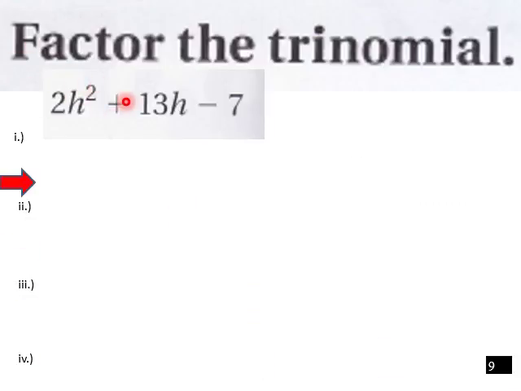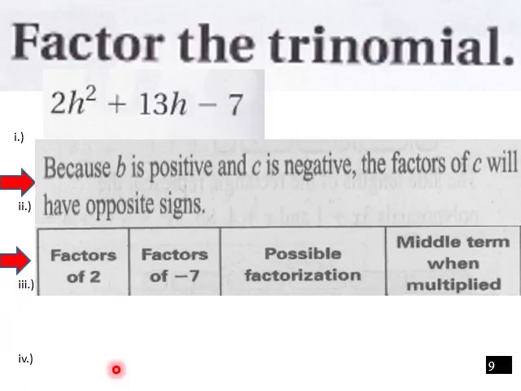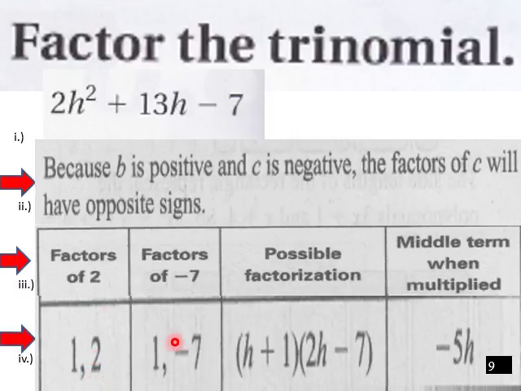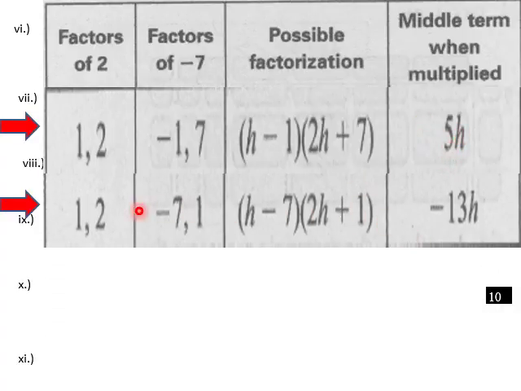Factor the trinomial 2h squared plus 13h minus 7. Because b is positive and c is negative, the factors of c will have opposite signs. So factors of 7 will have opposite signs. Factors of 2, 1 and 2. Factors of negative 7, 1 and negative 7. Possible factorizations here. This is one possibility. Middle term is negative 5h. That's not going to work. So 1 and 2, negative 1 and 7. When multiplied, our middle term would be 5h. That's not going to work.